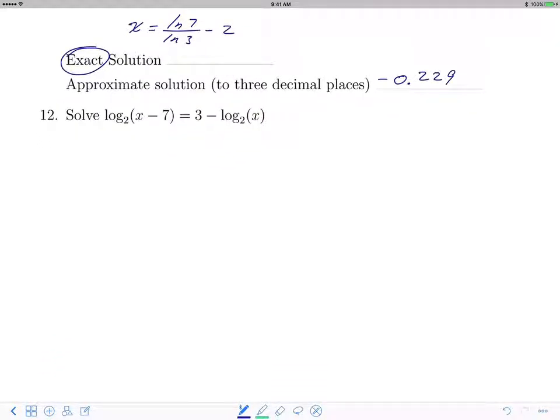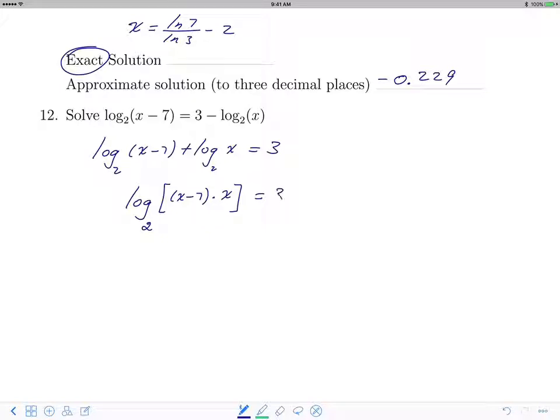For this logarithmic equation, what we'd like to have is all the logs on one side and a number on the other side. So we'll add log x on both sides. So we get log base 2 of x minus 7 plus log base 2 of x equals 3. Then using the properties of logs, to write this as a single log, this will be log of x minus 7 times x equals 3. Or in other words, log base 2 of x squared minus 7x equals 3.